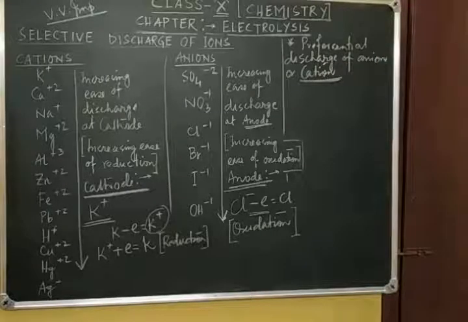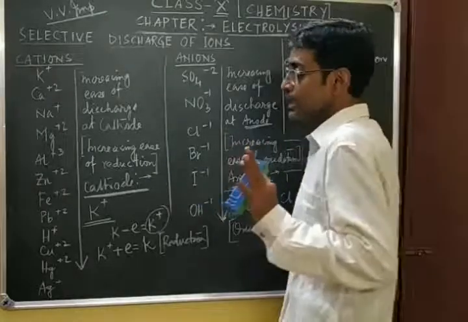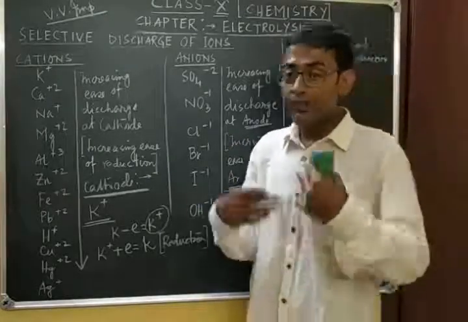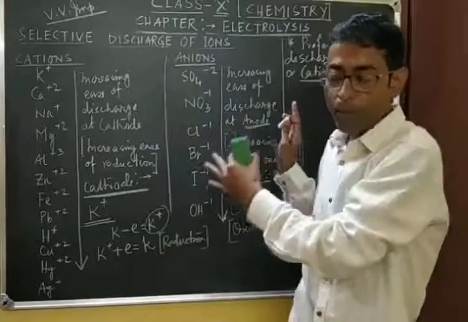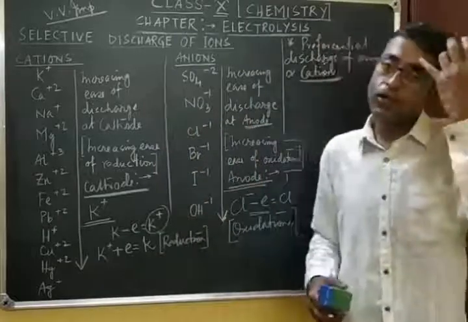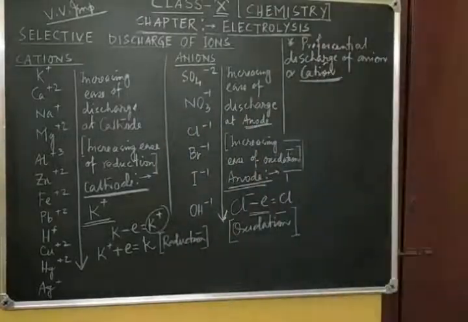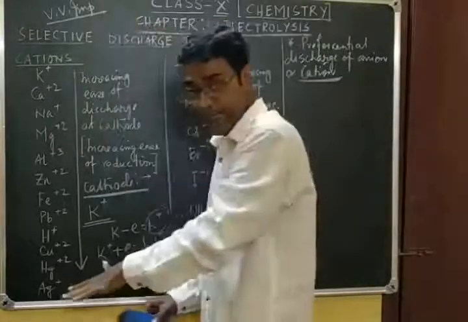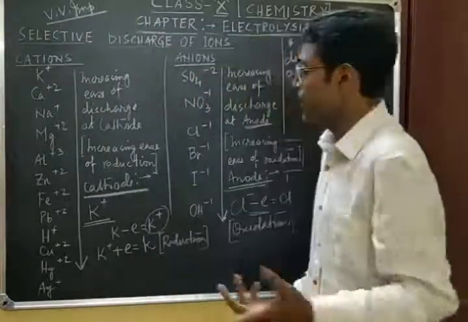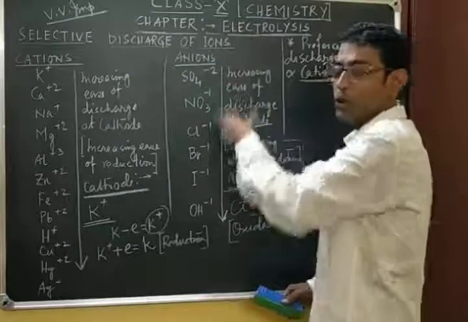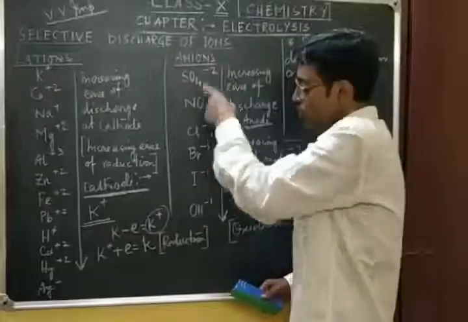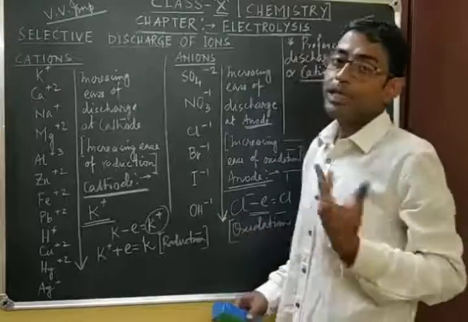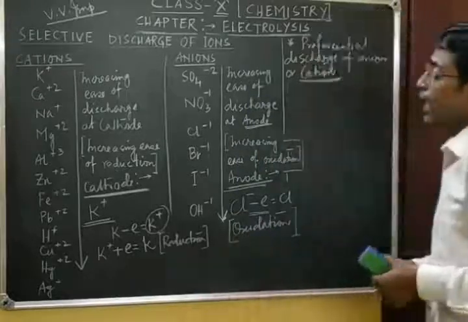Now we will be learning, and this is the last time I am repeating: after completing this topic, we will go to a few compounds where we will see how the discharge takes place. Here, the positive ions placed lower in the activity series will be liberated first, and for the negative ions, you have to remember this series. Those placed lower will be liberated first at the anode.